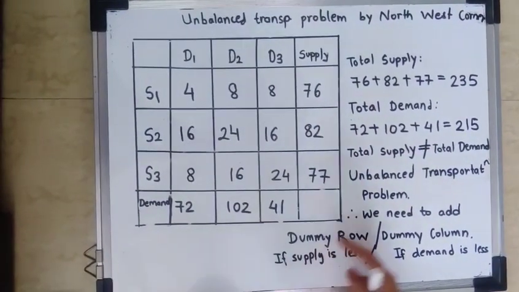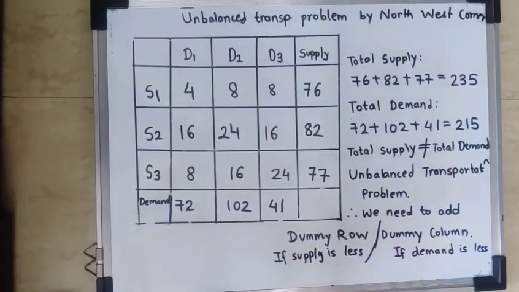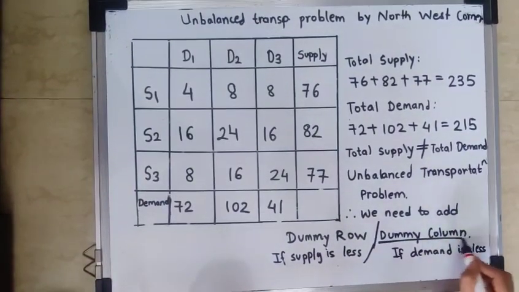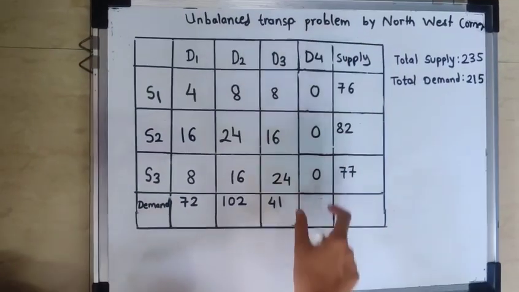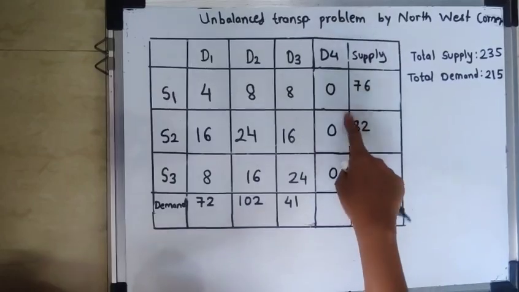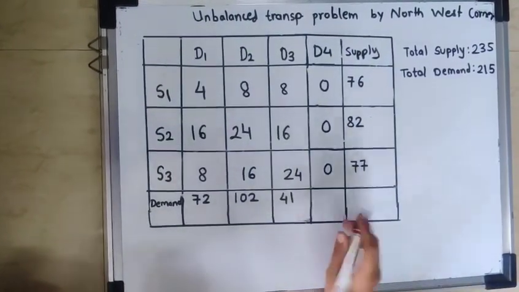Now in this question, demand is less and the supply is more. So as demand is less, we need to add a dummy column. The demand was less, so we added a dummy column. Now we have added a dummy column named D4 with the value 0, 0, 0. Now what value should we add in the demand?